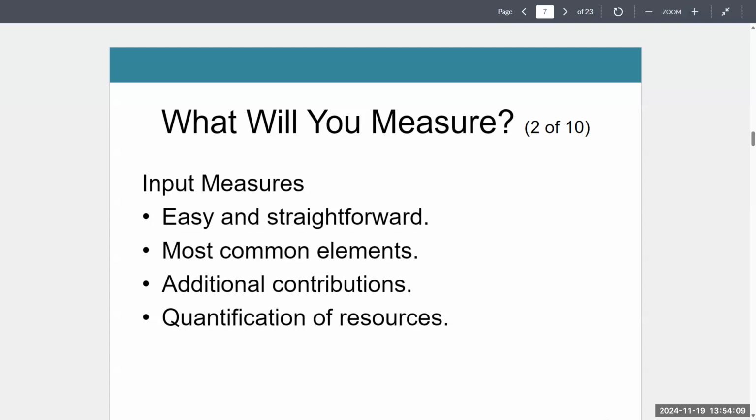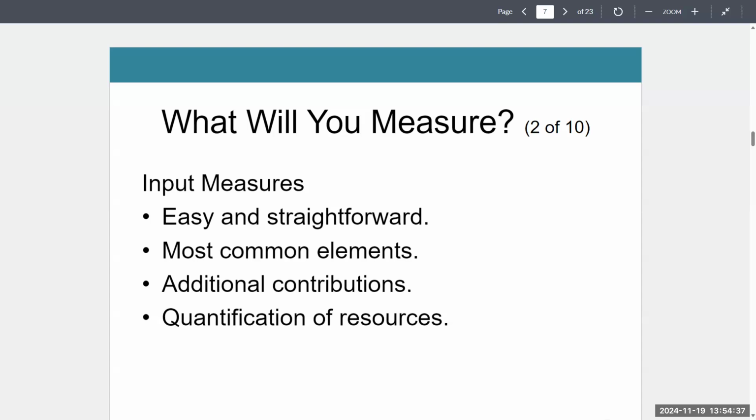When we talk about definition and simplicity, input measures are straightforward because they are the easiest quantities. They're what is actually coming in. They're focusing on things that are tangible that go into the program. Things like financial investment is one of them. Personnel, material, these are all part of the input.